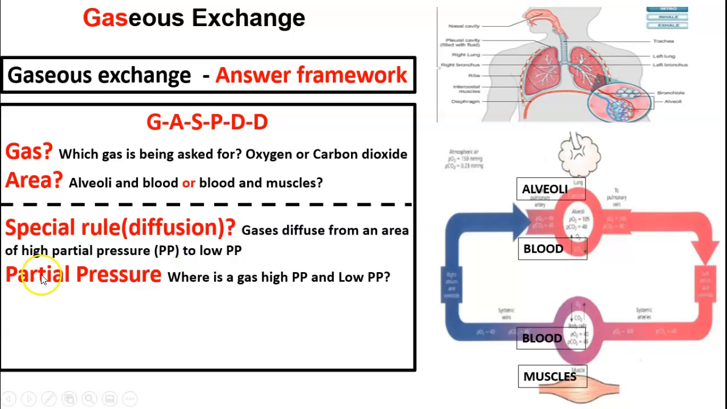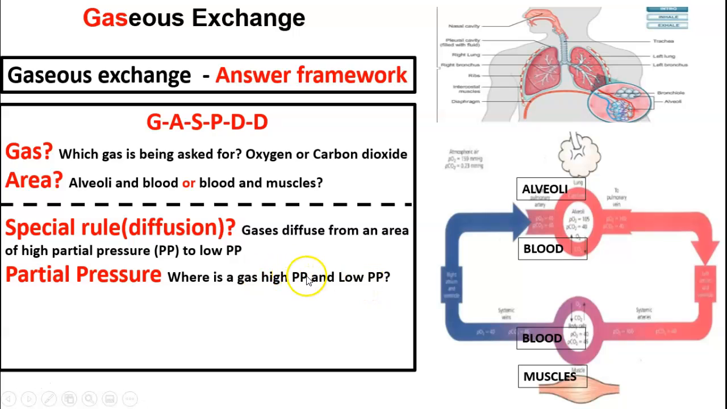So the next part of our acronym is partial pressure. We have to say where the gas in question has a high partial pressure. Is it the alveoli or is it the blood, or vice versa? Where is the gas at low partial pressure? Same as I just said before. So that is something we always have to do: say where it's a high pp and where the gas is a low pp. Okay, so that's our section there. Now we're right into the answer, so we will be getting 1 mark, 2 marks, 3 marks.